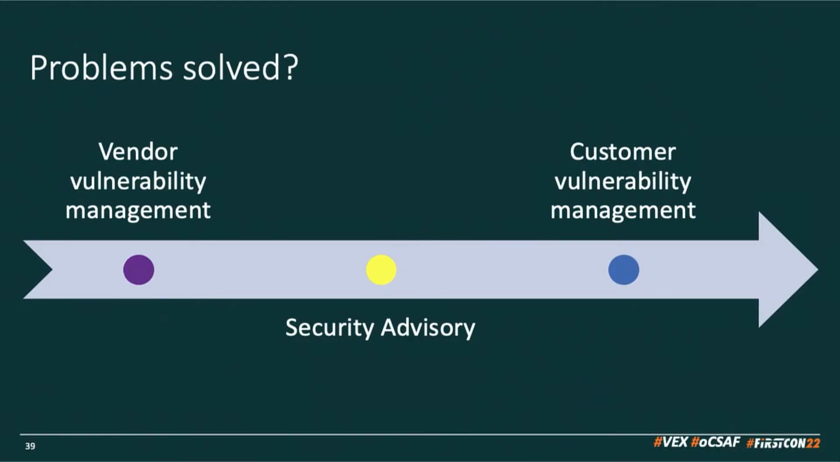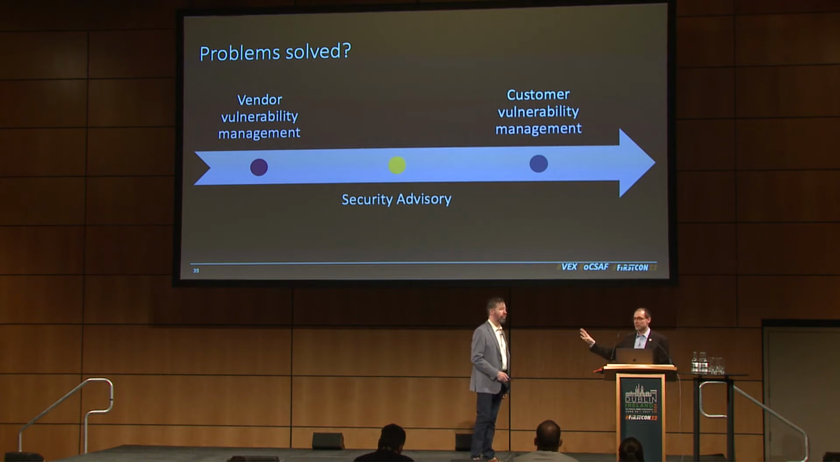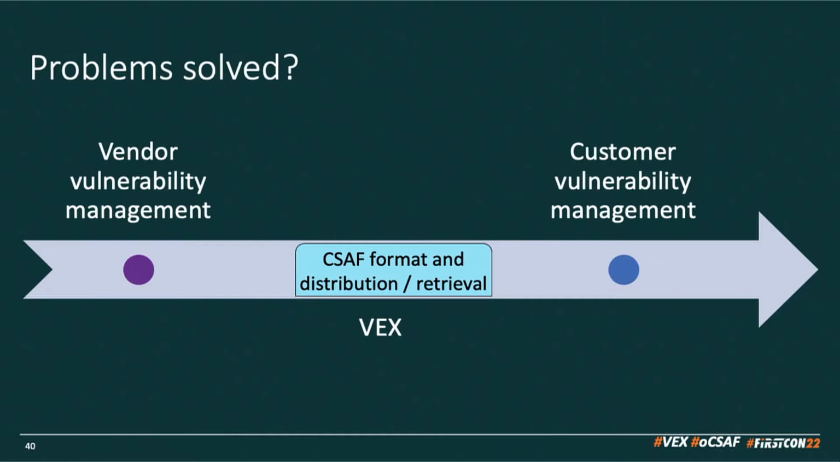So I think we've solved this problem. Totally. Yep, we got it. So what we have is the vendor vulnerability management at one side, and we have our transport mechanism, so the security advisory, and then we have the customer vulnerability management. And if we look into that with VEX, basically we use the same format which we use for security advisories that are machine readable, so the CSAF format, distribution, and retrieval mechanism.